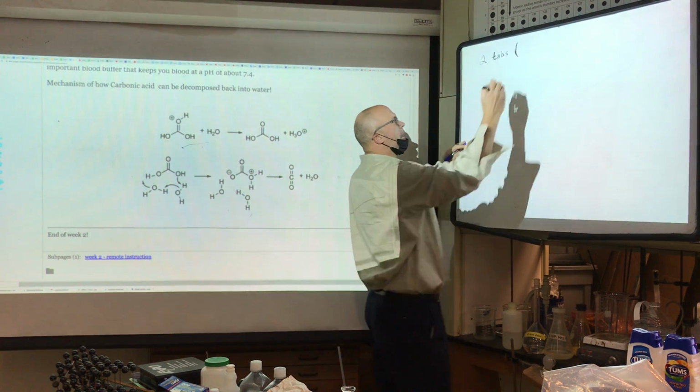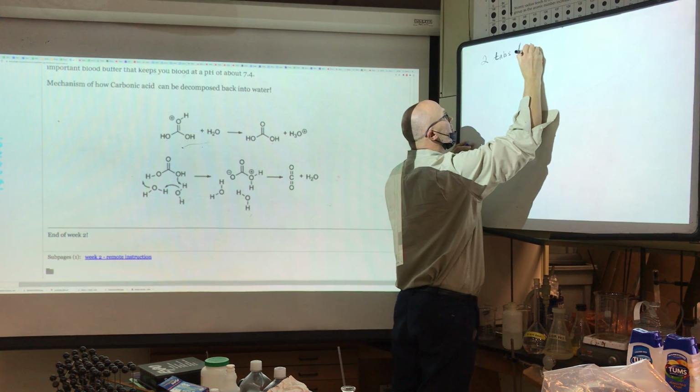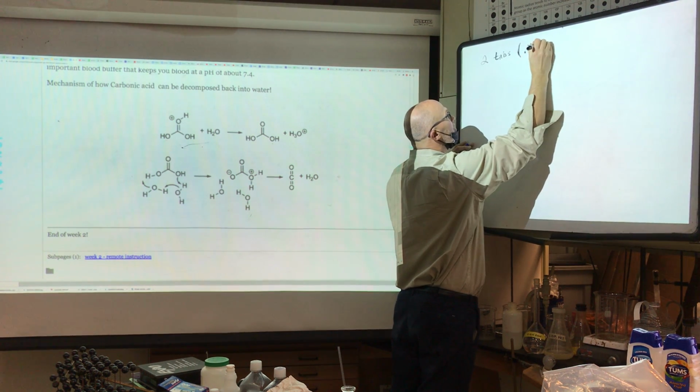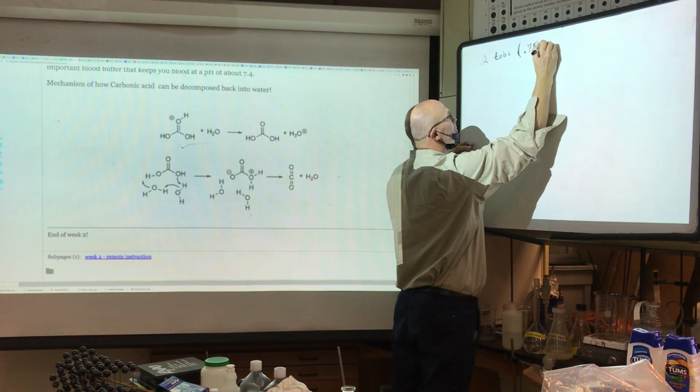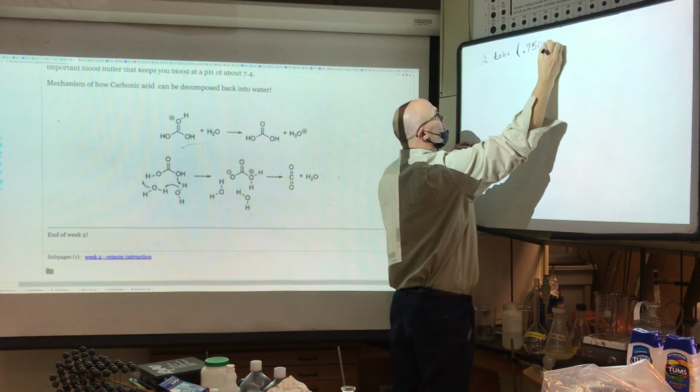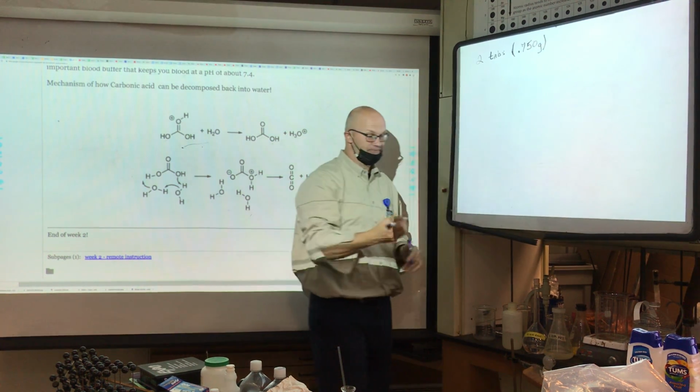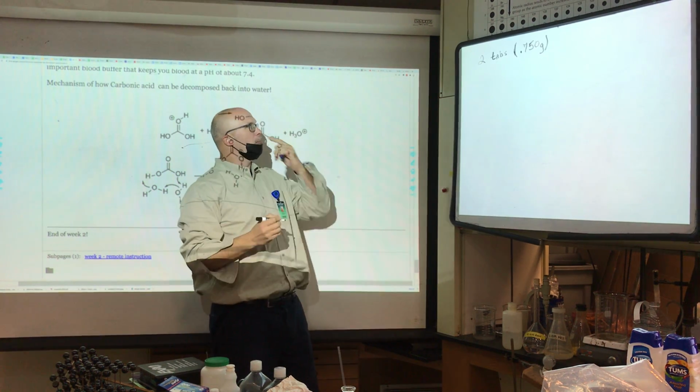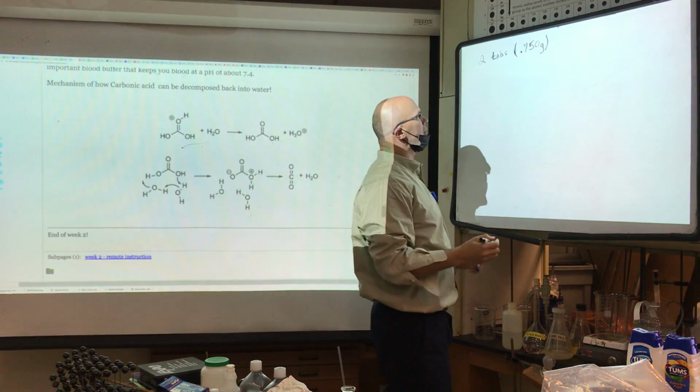2 tabs. Now each tab is 750 milligrams. We'll just say 0.75 grams. Not loving life here. Better come back. So 0.75 grams. Okay, I think that's equal to what?